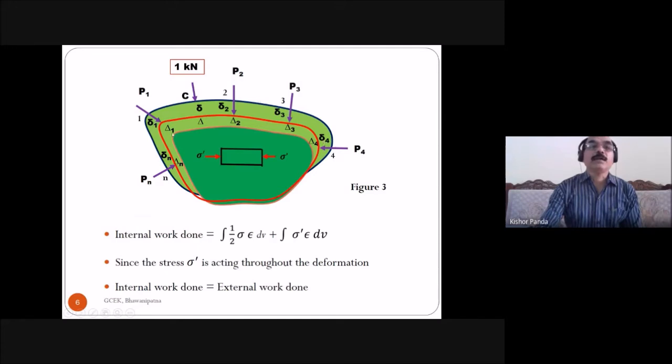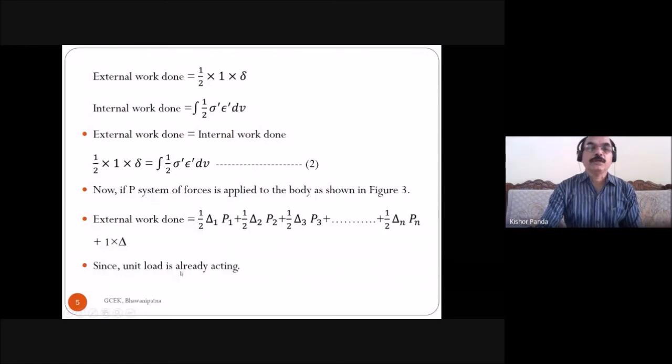Half P1 delta 1, plus half P2 delta 2, plus half P3 delta 3, plus half P4 delta 4, plus half Pn delta n, plus 1 into delta. Because this load is already present on the structure or on a body, since the unit load is already acting.